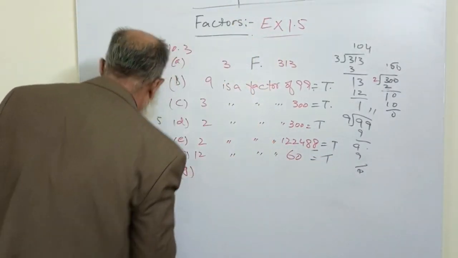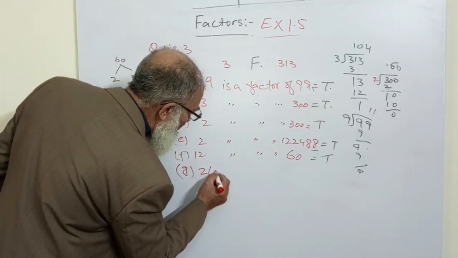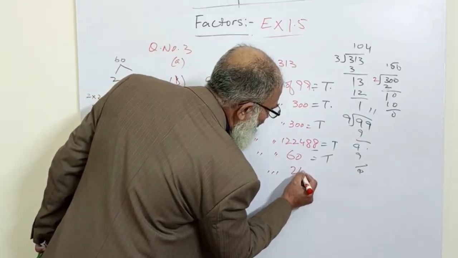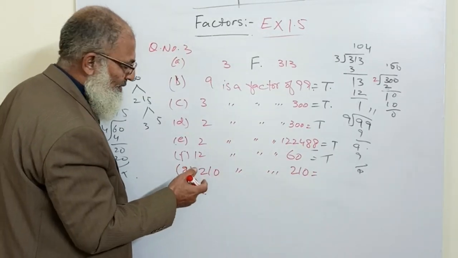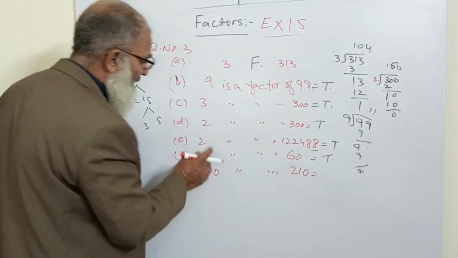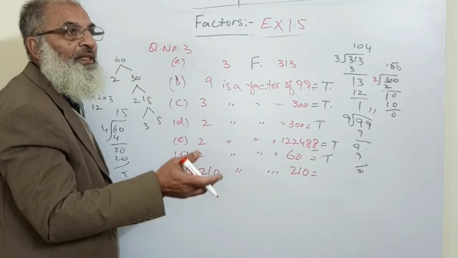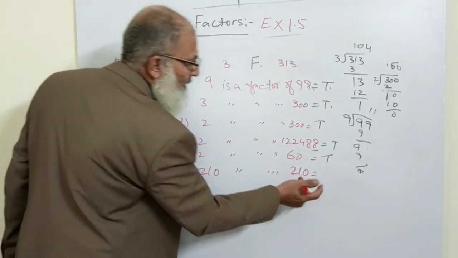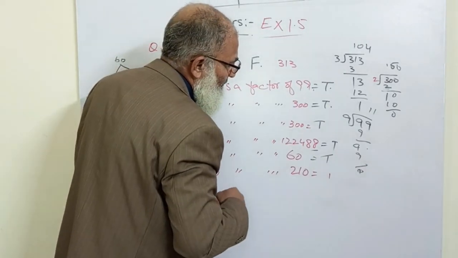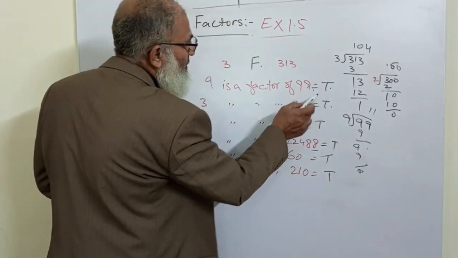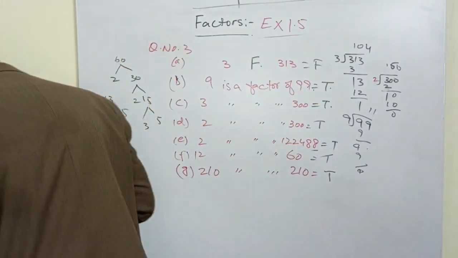Part G, 210 is a factor of 210. Of course it is. We just studied in the last lecture that the number itself is also a factor, and it is the highest factor of the given number. So this is true. Only one false has come up to now. Only one false. Rest of all are true.